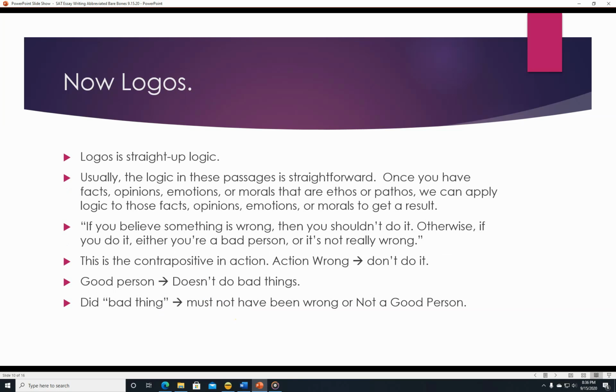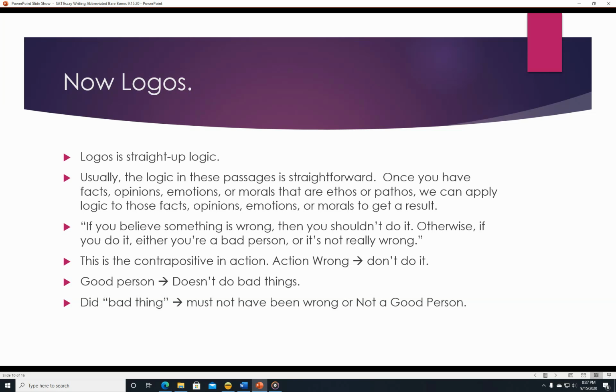Now, logos. Logos is just straight up logic. Usually the logic in these passages is straightforward. Once you have facts, opinions, emotions, or morals that are ethos or pathos, usually facts, opinions, morals, those would be ethos. Morals could also be pathos. Pathos is also, of course, emotions. We can apply logic to those facts, opinions, emotions, or morals to get a result.